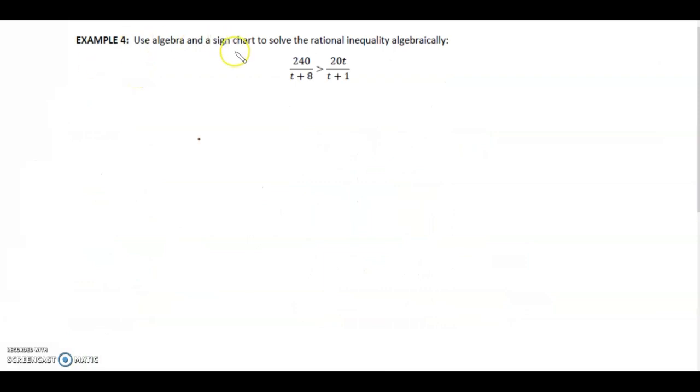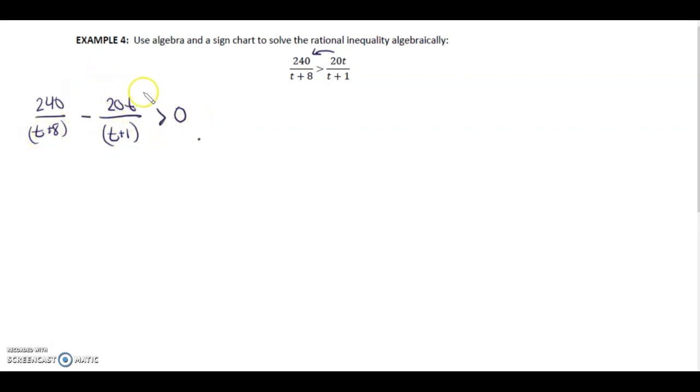Example 4, use algebra and a sign chart to solve the rational inequality algebraically. So we're going to bring this term onto the left-hand side. We get 240 over t plus 8, and that's a binomial, minus 20t over t plus 1. And then that's going to be greater than 0. So when is this greater than 0?